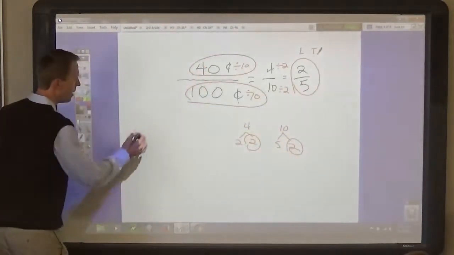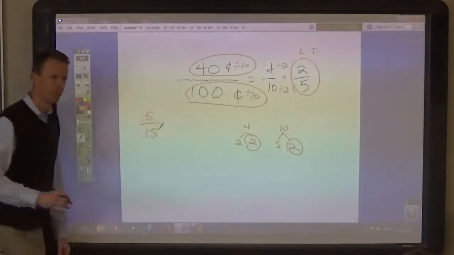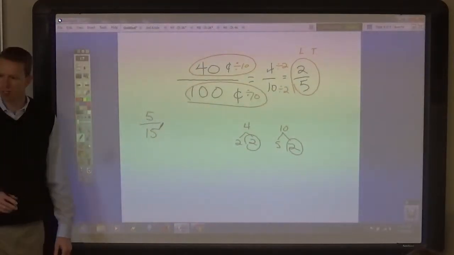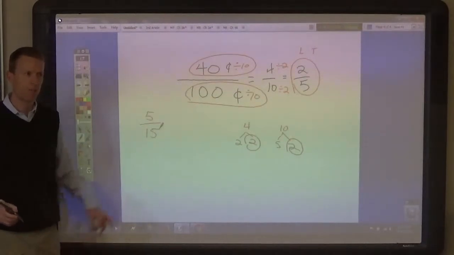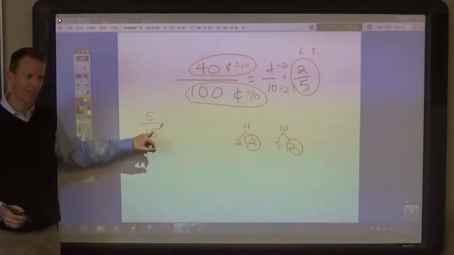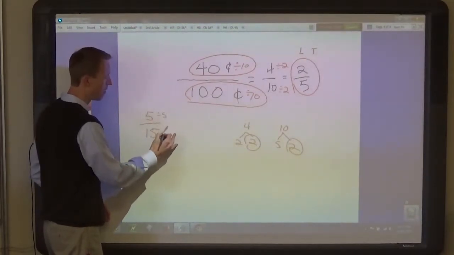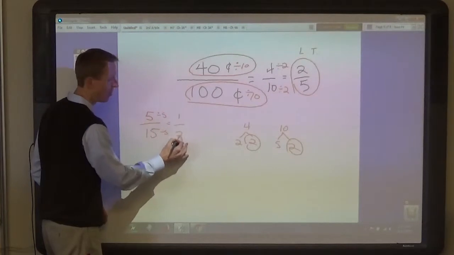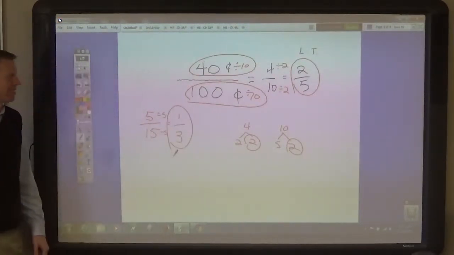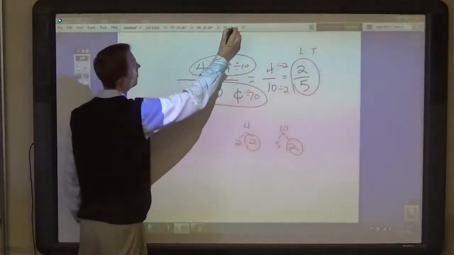For example, if we have 5/15, is that lowest terms? No. The 5 is prime, but it goes into 15. So we have to divide both numbers by 5. 1/3. Okay? Let's go back to our notes.